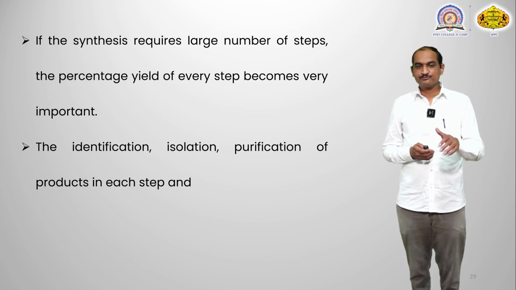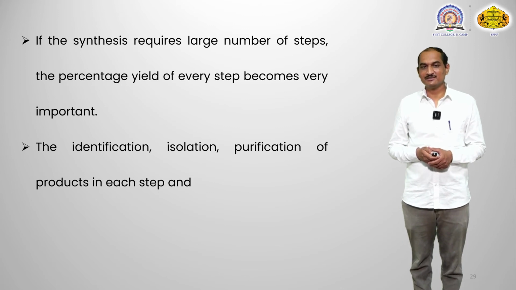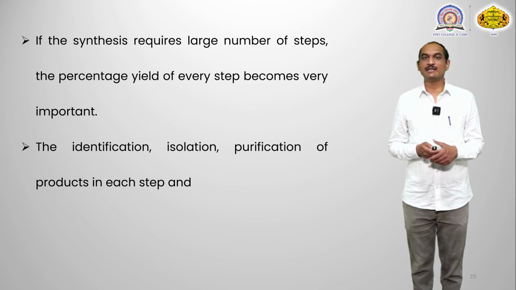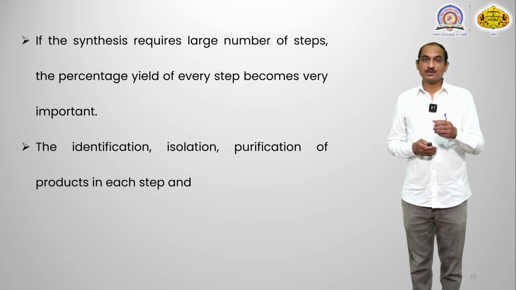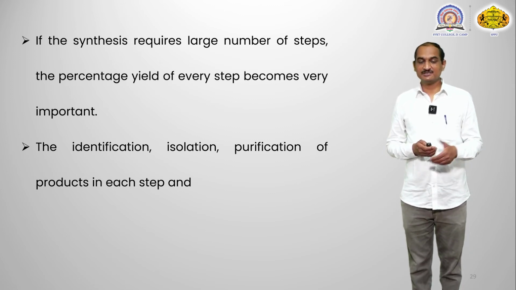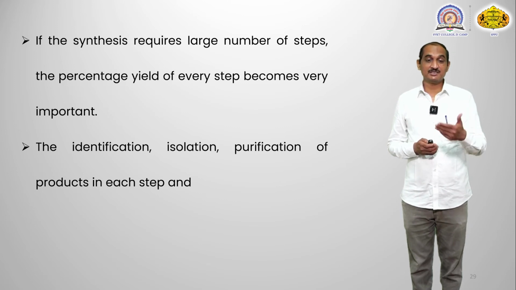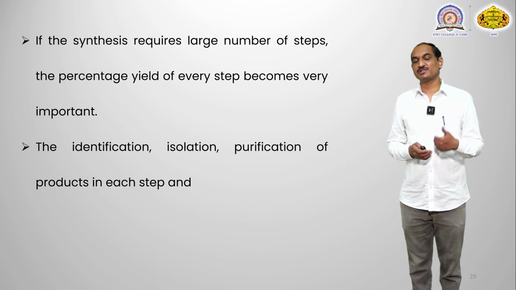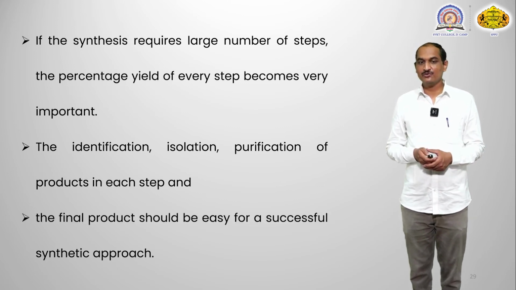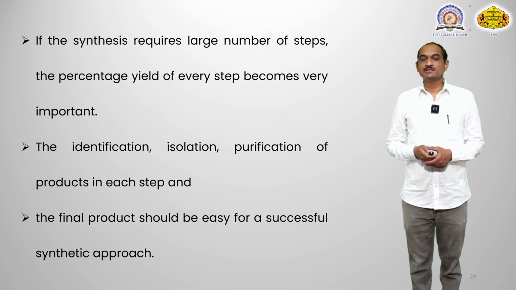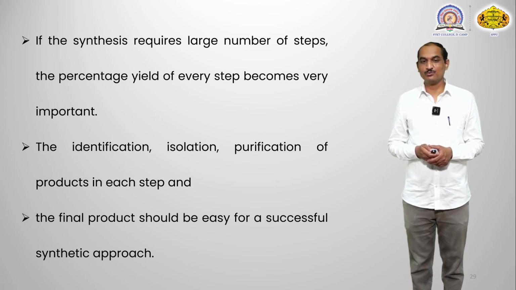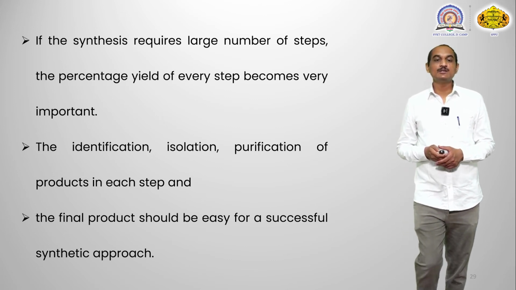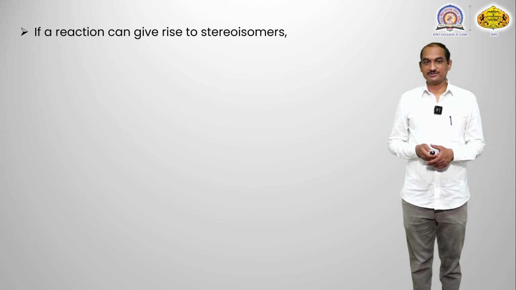So during the multi-step synthesis of any lead compound or any biologically active compound in the laboratory, different points of view are under consideration: the percentage yield, and the identification, isolation, and purification of the product. Then the final product should be easy to obtain for a successful synthetic approach. This is the most important point as concerned with multi-step synthesis.